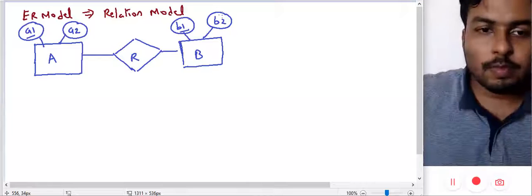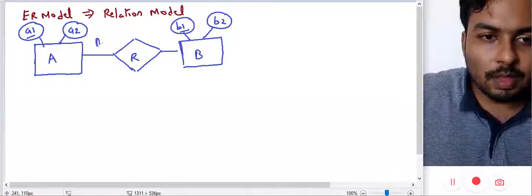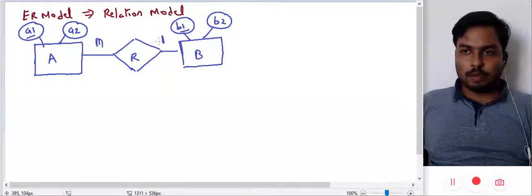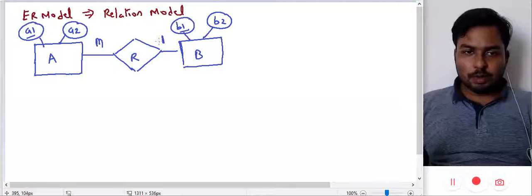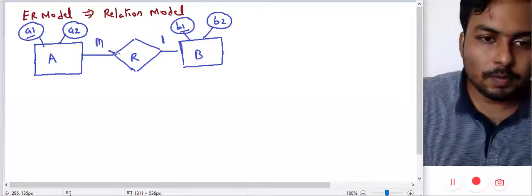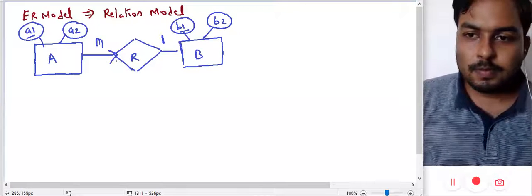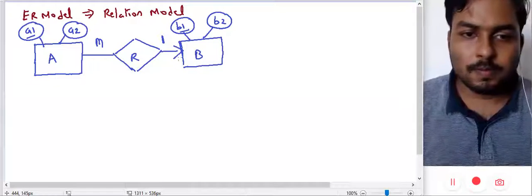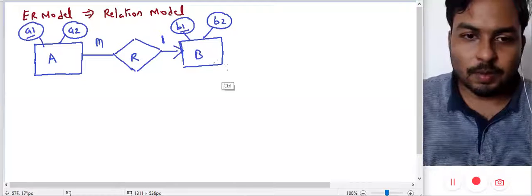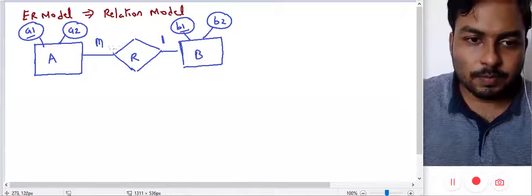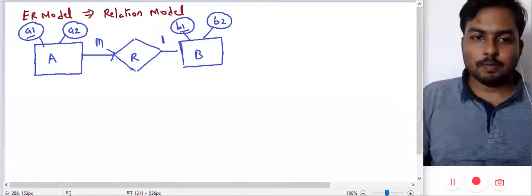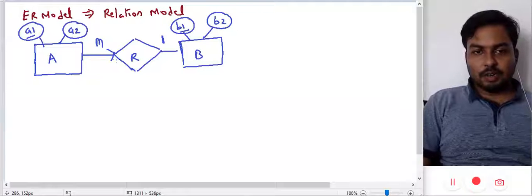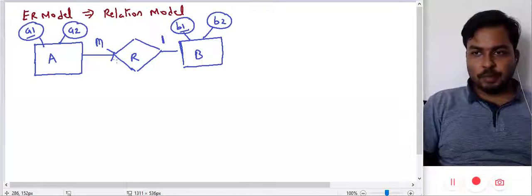Next. So these are having an M:1 relation. What is an M:1 relation? You can put an arrow like this here, or you can also put an arrow like this. Both mean the same. You can put an arrow here or you can put an arrow here. Both will represent M:1. Now understand, when an ER model is given like this, this is mapping cardinality.